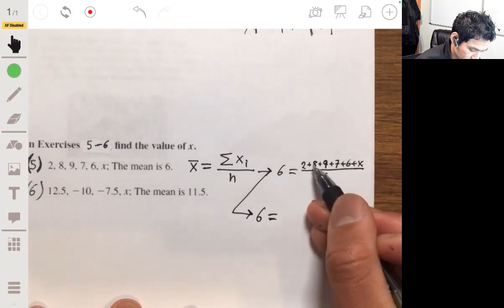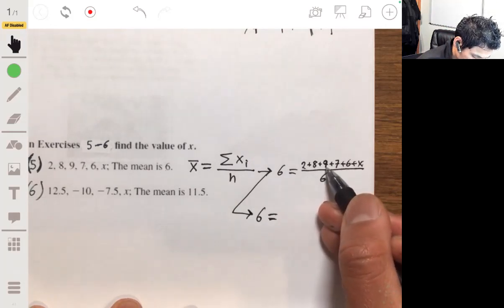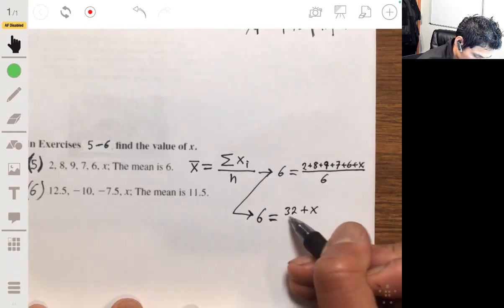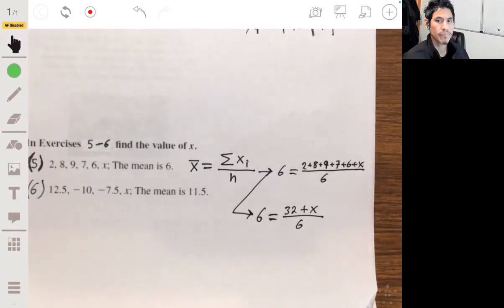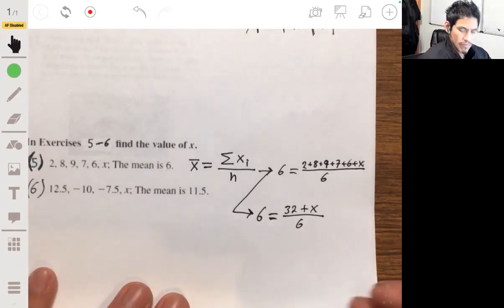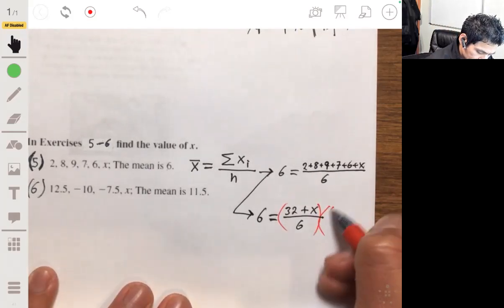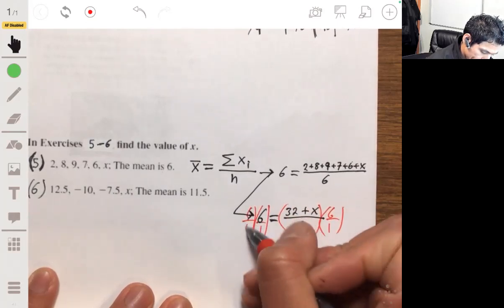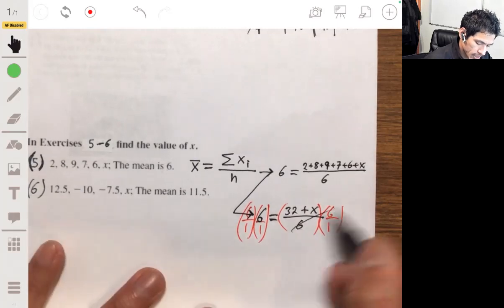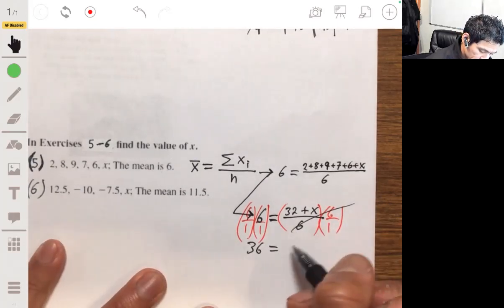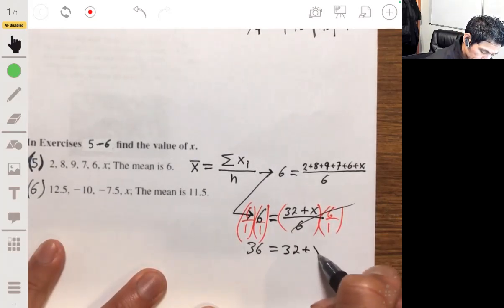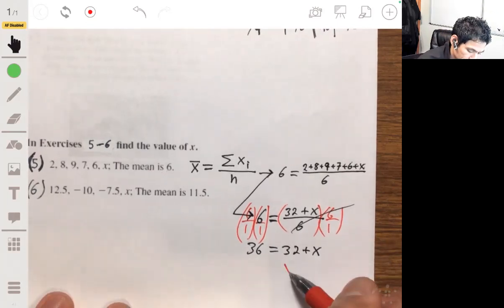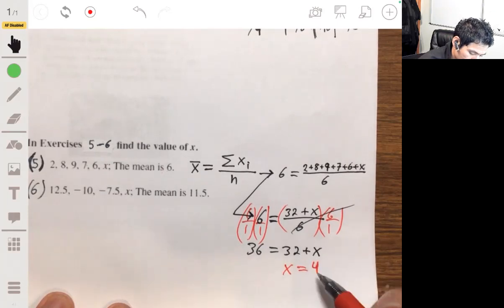Let's add the top here. So 2, 10, 19, 26, 32. 32 plus x over 6. To get x by itself, we're going to multiply both sides by 6. These cancel, and you get 36 on the left is equal to 32 plus x. And then x will just be equal to 4. All right.